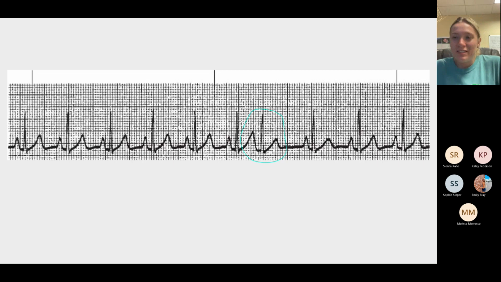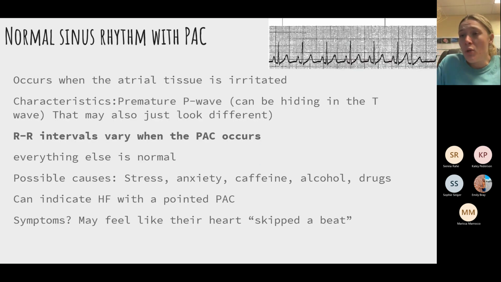How I know that this is a PAC is, well, what's happening with the atria? Well, look, I have PQRS, and then it seems as though I can't tell, is that a P wave or a T wave? I don't know, which means something came early. So we have a premature P wave hiding in the T wave.